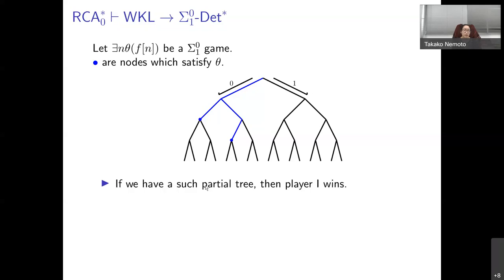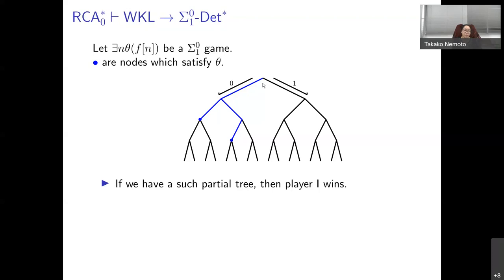Then if player one has such a partial tree, so in this direction, at even levels we have one direction, and at each odd level we have two successor nodes. And at the next level we have at least one node. In such a partial tree, if we can reach the node with this blue mark, then player one wins.